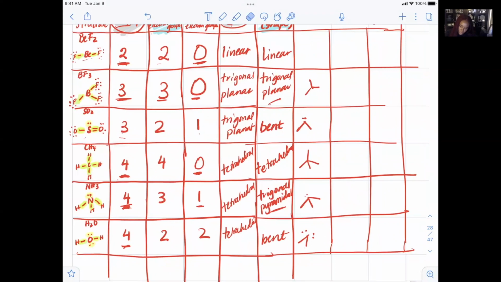And that's all we're going to be covering in 1409. So we got bent, that right there. Hopefully this helps you with your lab.